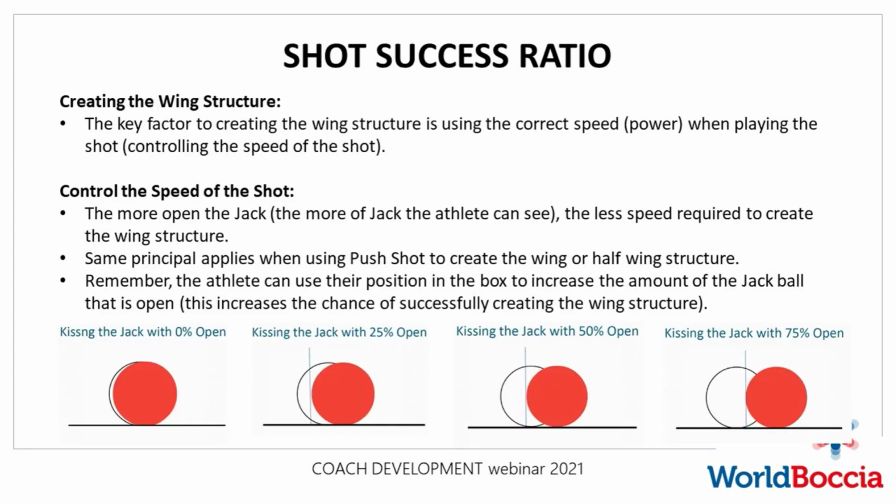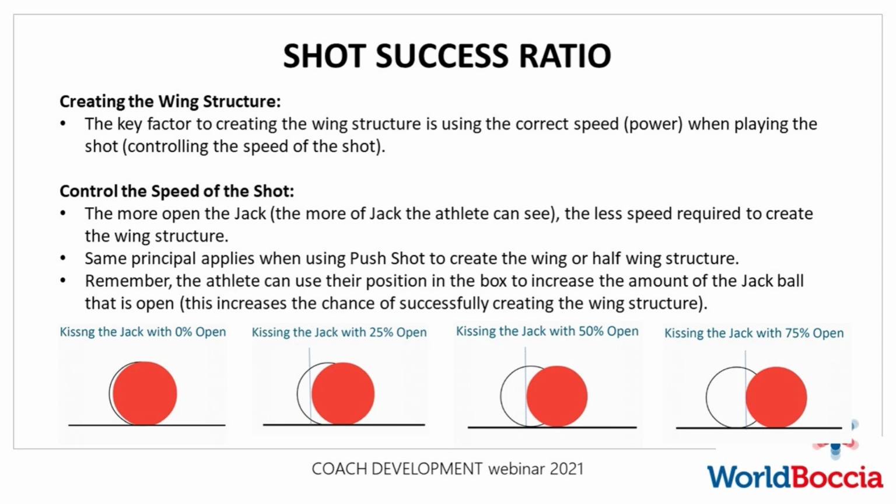When we're talking about creating the wing structure, the key factor is using the correct speed or power when playing the shot. Very basically, this is controlling the speed of the shot, using the right amount of power to put the ball into a position where it can be used.